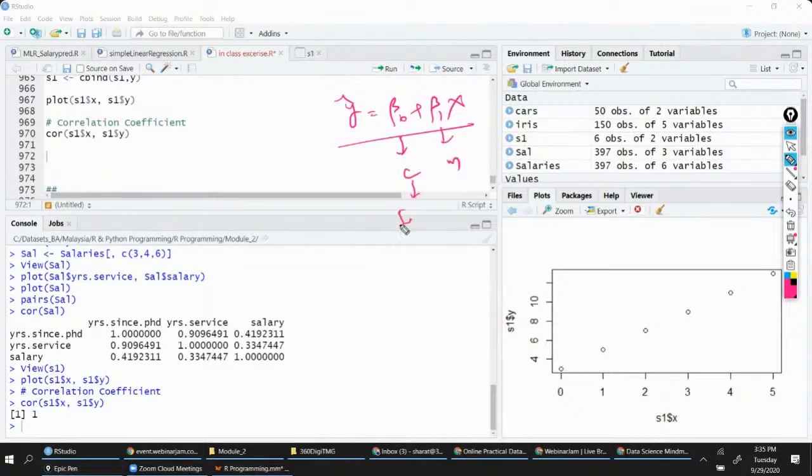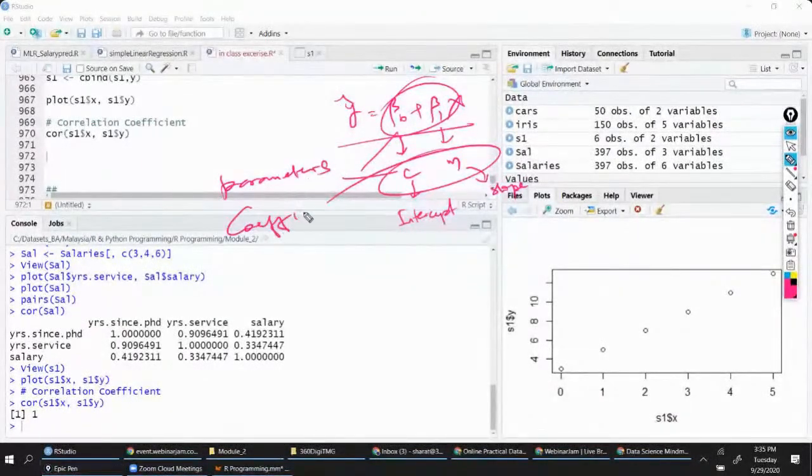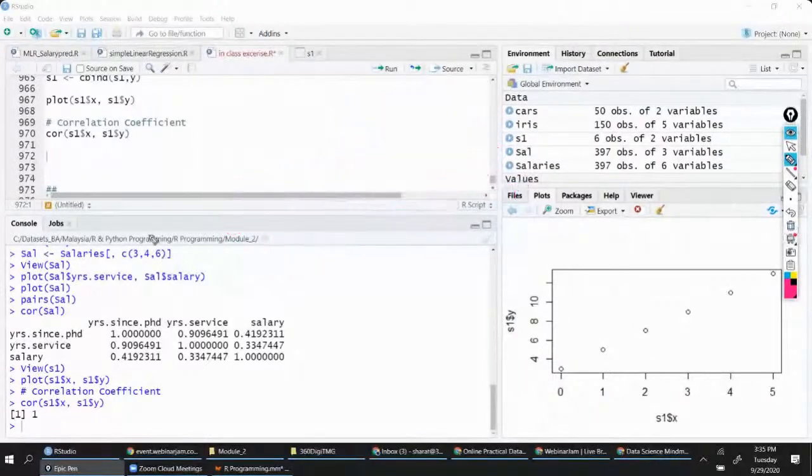This is called the intercept. This is called the slope. Together, these are called parameters, or coefficients of your equation, or they are also known as estimates. Now, if you know what m and c are, your equation is solved, right? So we need to find out that equation.